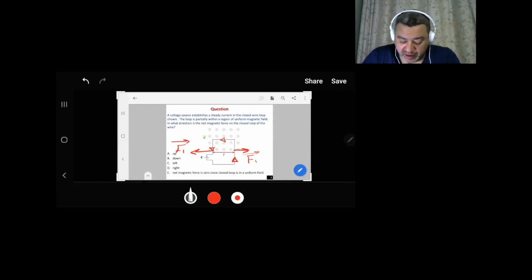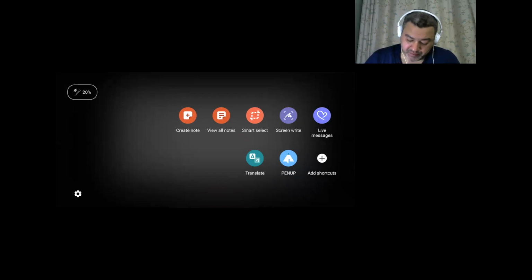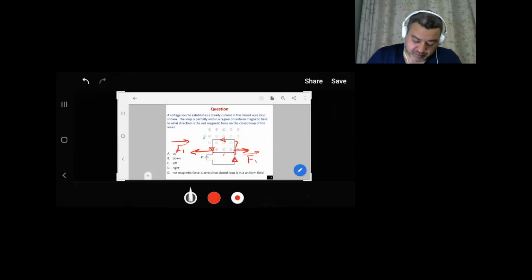So this will be the same force, however, opposite in direction, because it is the same amount of length. If you look at the length here, it equals the length here. So the force would be the same, however, opposite. So the net force so far is 0.